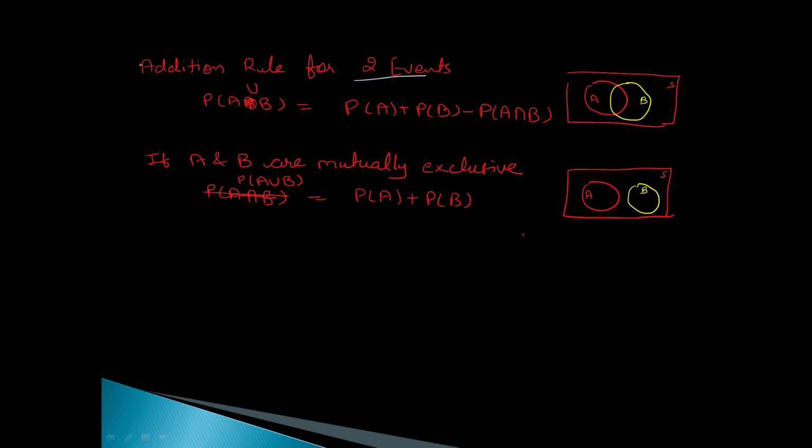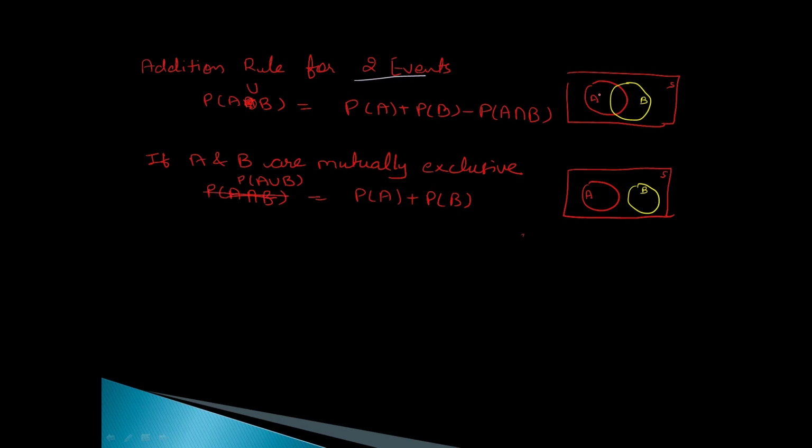Hello everyone. In the previous video we talked about the addition rule of probability for two events. Suppose we have two events A and B, then the probability of at least one of them happening, we denote by A union B. Sorry for this typo here. The probability of A union B is given by P(A) plus P(B) minus P(A intersection B). We have derived this earlier.